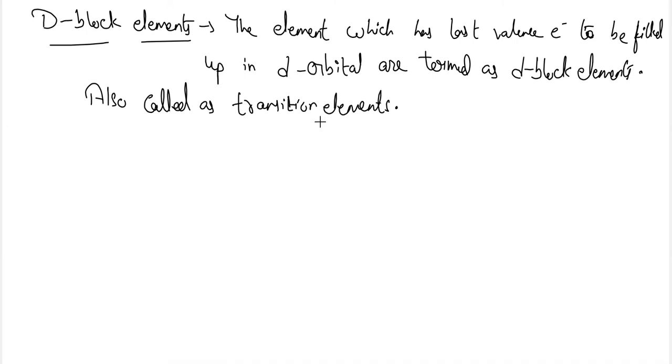Also, their properties are somewhat in the middle of that of the P block and S block elements, therefore they are termed as transition elements. The transition elements generally form a bridge between the S block and P block. The elements from group number 3 to group number 12 are included in the D block. They all are termed as the D block elements.